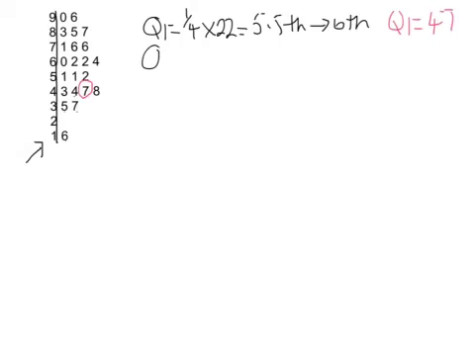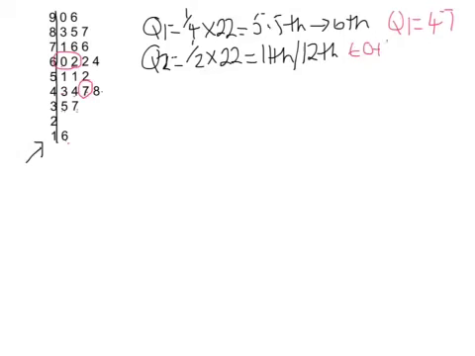Okay, next one. Q2 is 1/2 of 22. That's the 11th. The rounding rule said if it is a whole number, then you average out that and the one above it. So 11th, 12th. 1, 2, 3, 4, 5, 6, 7, 8, 9, 10, 11, 12. Okay, so it's the average of 60 and 62. 60 add 62 divided by 2. Q2 is coming out as 61.